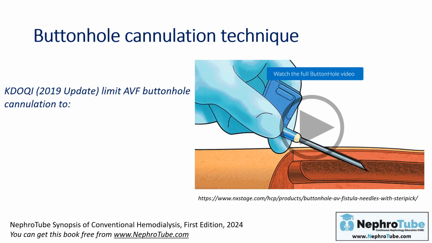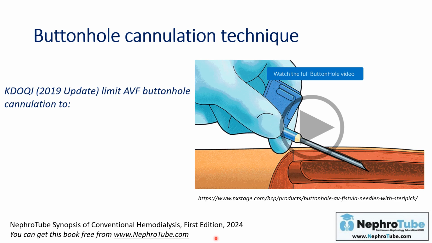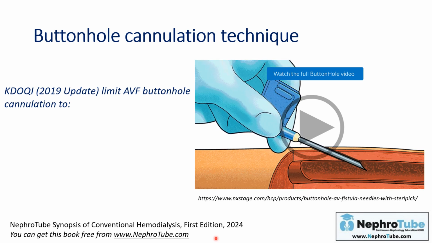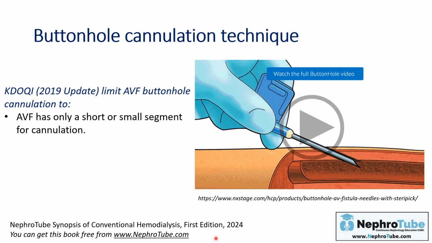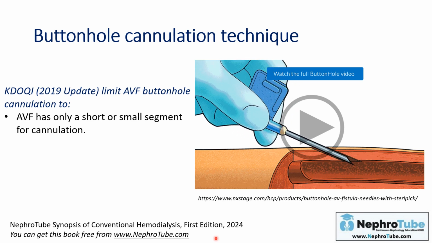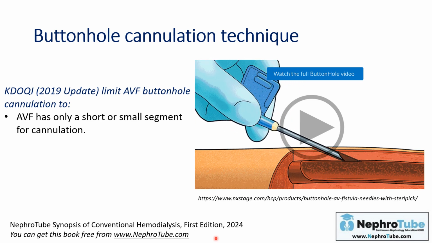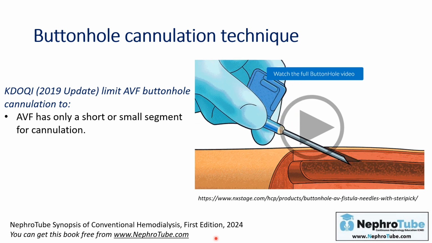So when should we use this technique? First, we use this technique in patients with AV fistula who have only a short or small segment for cannulation, where the venous segment for cannulation is very short. We mentioned before that the venous segment for cannulation should be more than 6 centimeters.